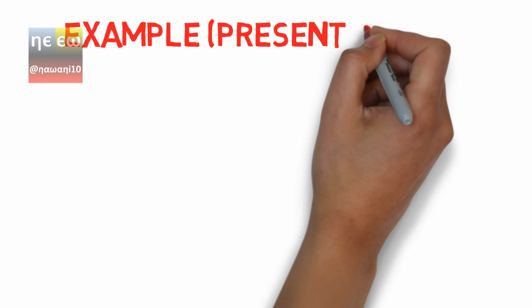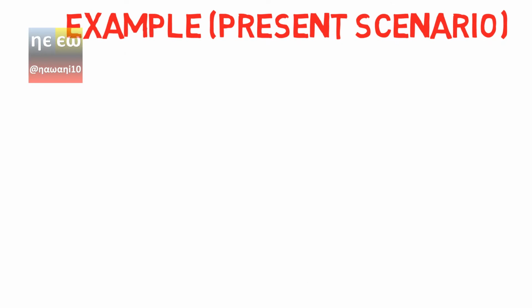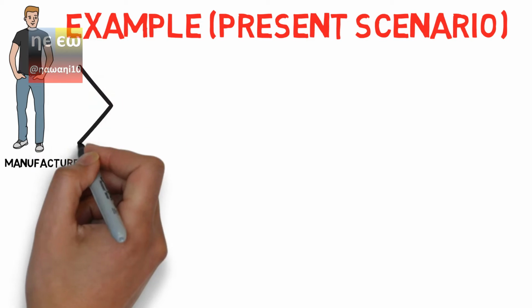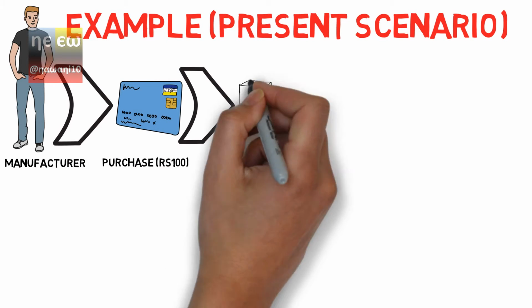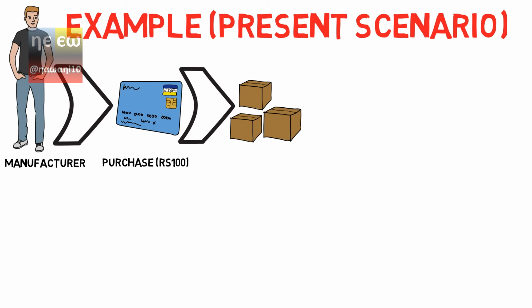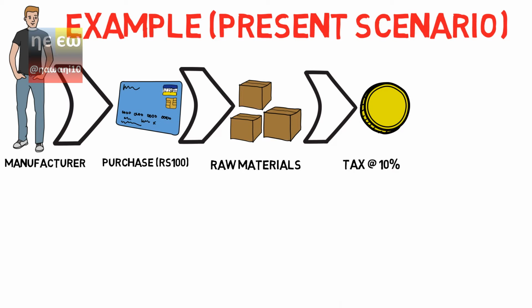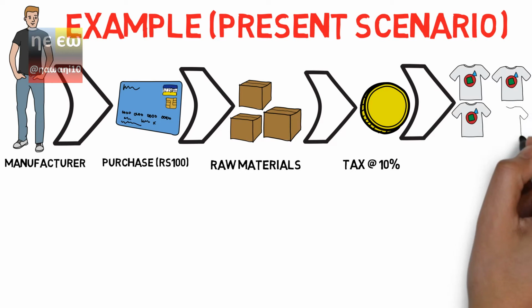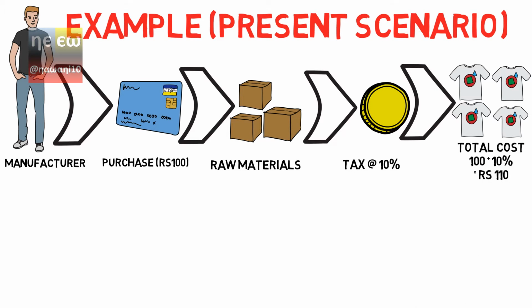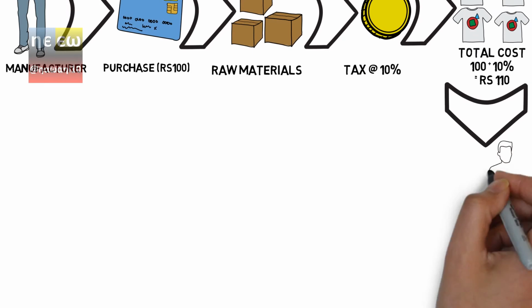Let us understand GST with an example. A shirt manufacturer pays ₹100 to buy raw materials. If the rate of taxes is set at 10%, and there is no profit or loss involved, then he has to pay ₹10 as tax. So, the final cost of the shirt now becomes ₹100 plus 10 equals 110.